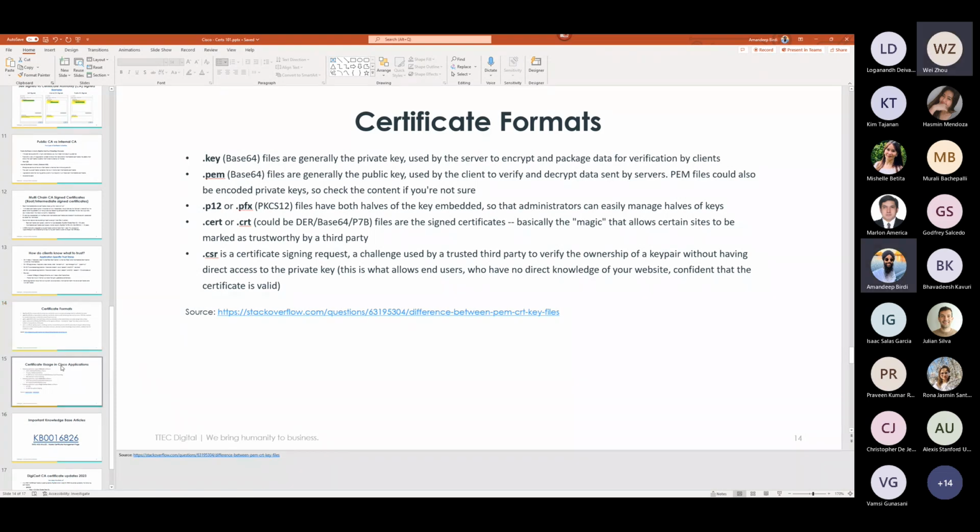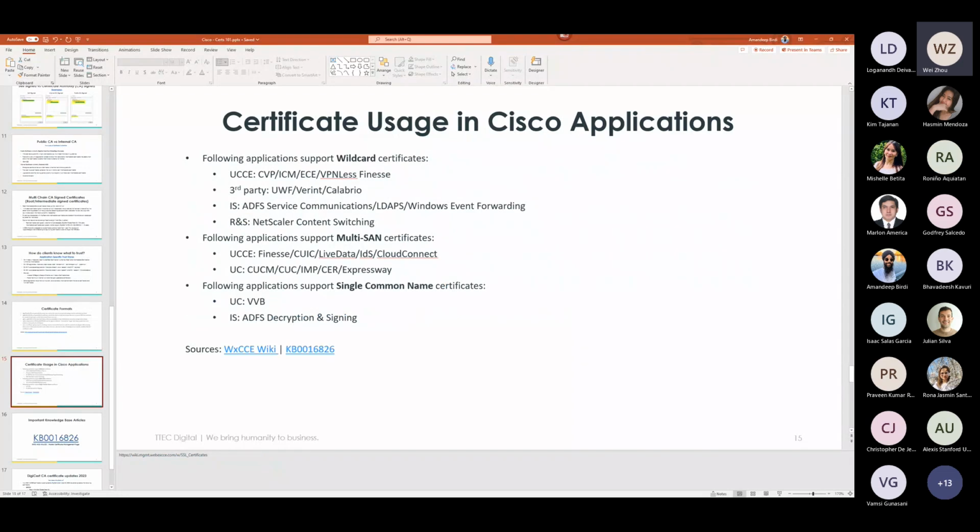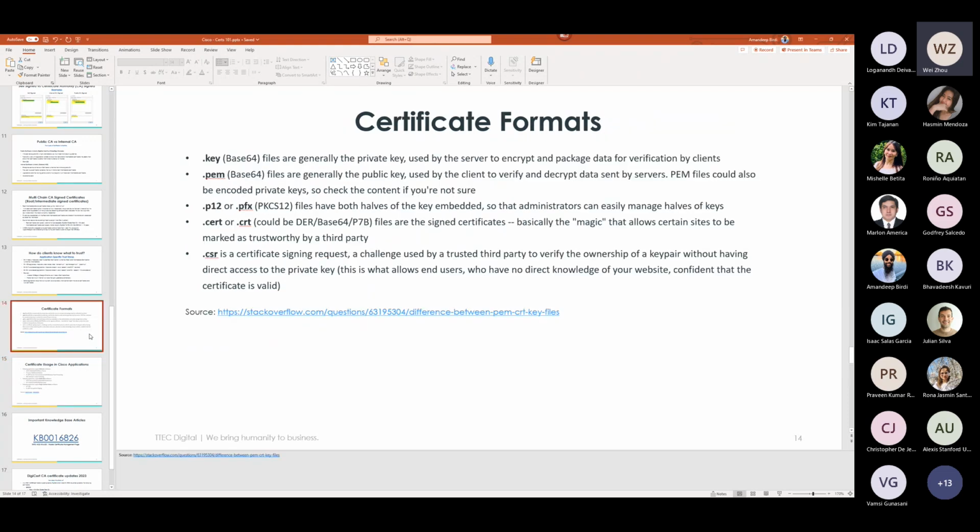Okay, perfect. Hi, so do we have a list of which extension we need to import for a certain application, like for CUIC or Finesse? Because sometimes maybe we don't know whether it's DER or PEM, and it's confusing. Yeah, that's a good point. I think maybe we need to.